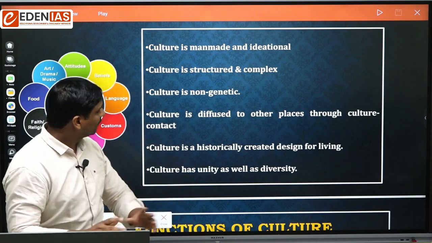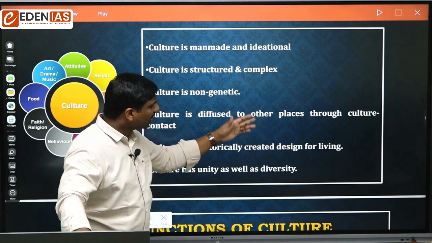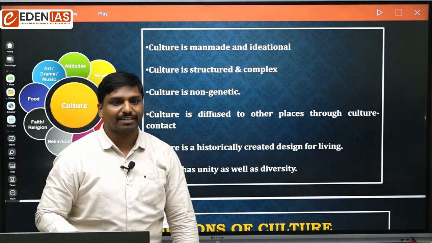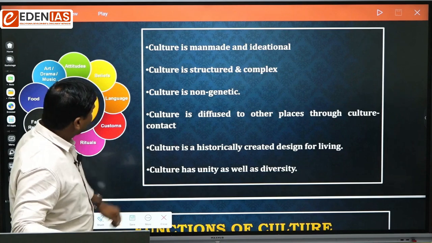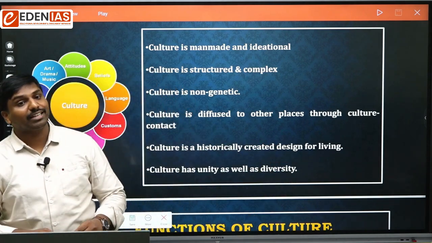So that's how we can say that culture will be diffused to other places, or it will be spread to other places through cultural contact. Is it clear? So that is one characteristic. Now, culture is historically created, designed for living.